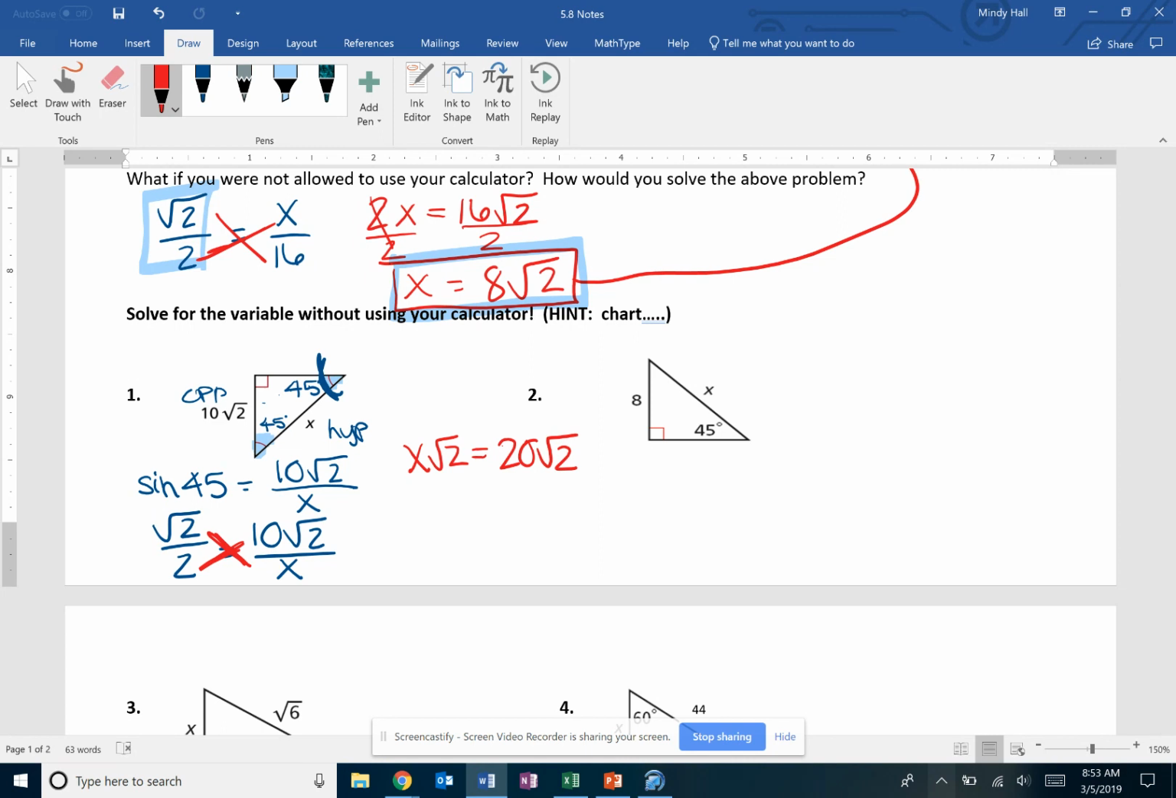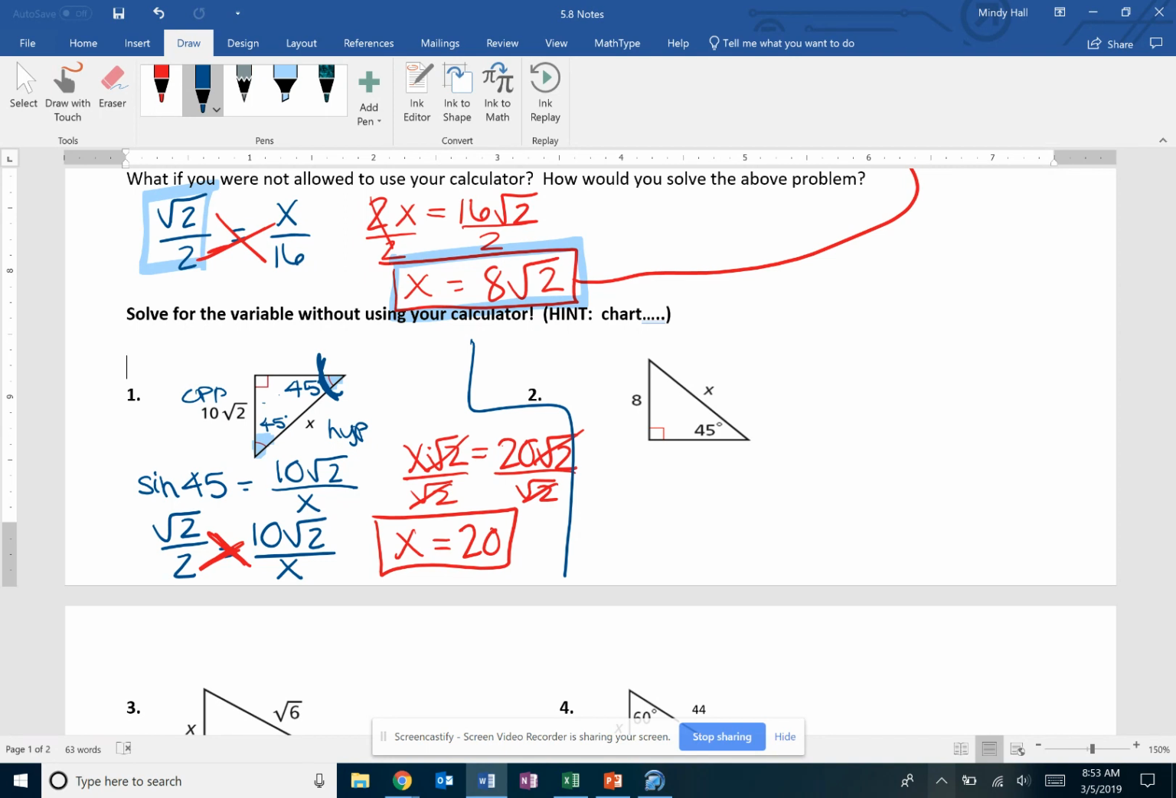So to get x by itself, this is multiplication right now in here. So we're going to divide by the square root of 2. And the nice thing about dealing with radicals is sometimes they'll just magically cancel each other out, and then your answer is a nice pretty one that you want, like x equals 20. And that is actually the answer. So yay, we're done.